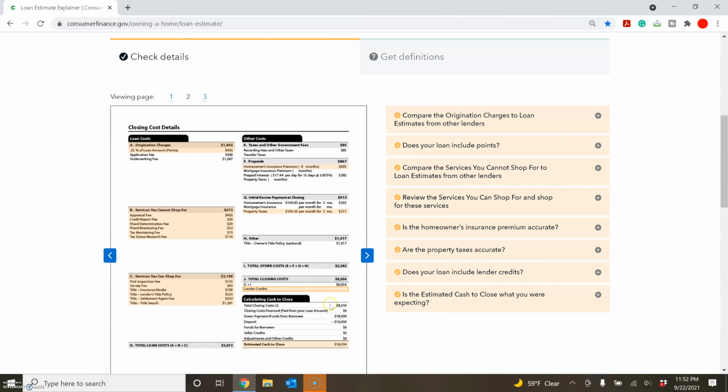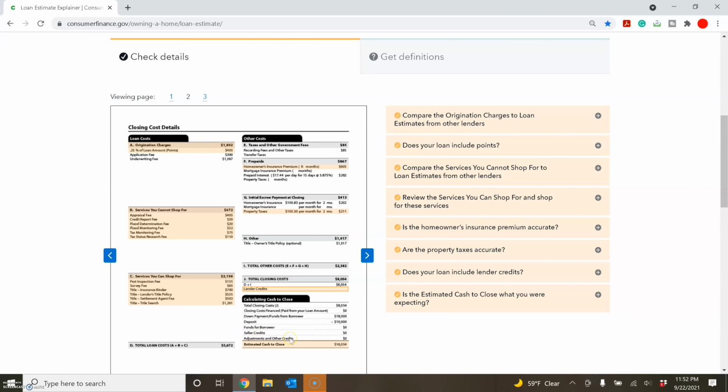So here you've got your total closing costs, and then you're going to have whatever closing costs are allowed to be financed, which is oftentimes your mortgage insurance or funding fees or anything like that. That'll show up here. You have your down payment, and then any deposit, earnest money that you put down here, and funds for borrower and seller credits. If you have a seller credit as part of your contract, it'll show up here.